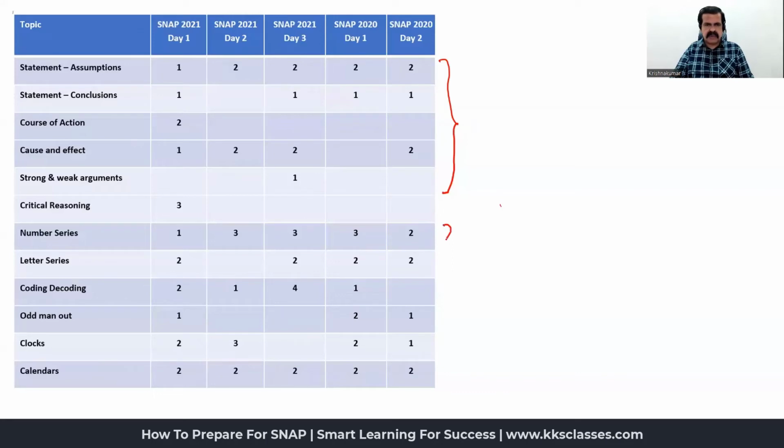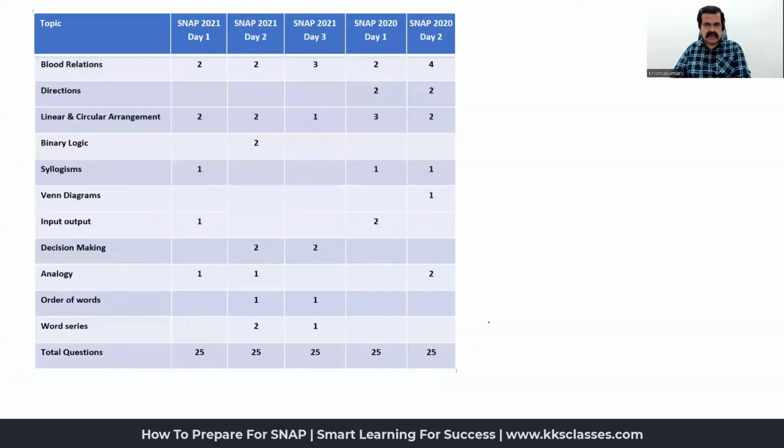Simple areas like number and letter series and coding, decoding, odd man out. Probably an area like calendars. And then moving on to further topics, areas like, for example, input, output. So these are some add-on work to be done. Some of the other topics like, for example, clocks, blood relations, and then linear circular arrangement, binary logic, syllogisms. I'm sure you would have done your preparation for the CAT examination. So that also helps. And the level of difficulty is very, very easy.